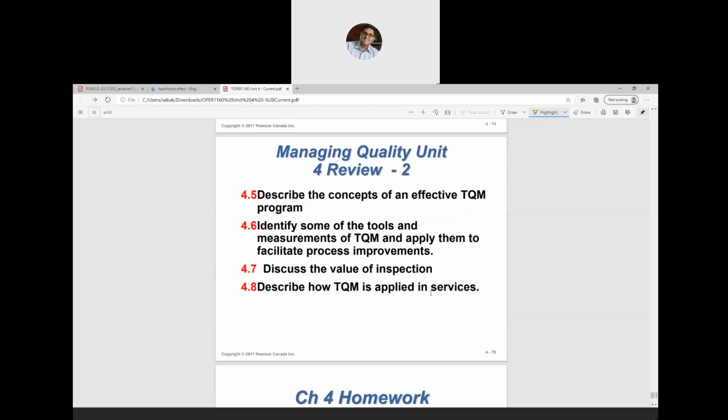So with this, we are finishing this video. In today's discussion, I started with 4.6, identifying some of the tools and measurement techniques, and we discussed the importance of inspection and how TQM can be applied in services.